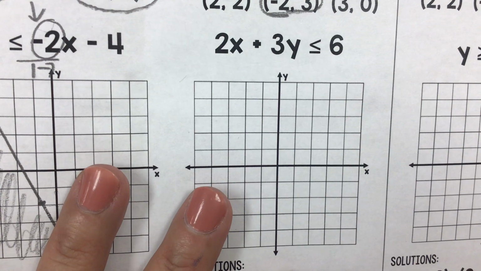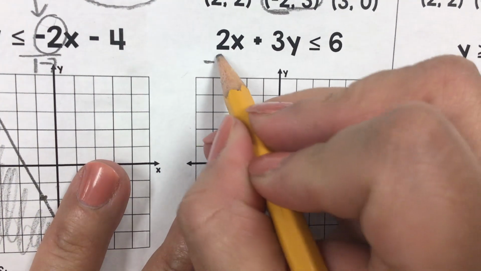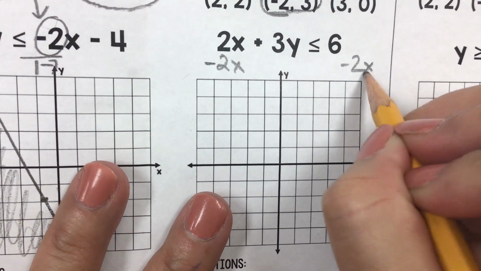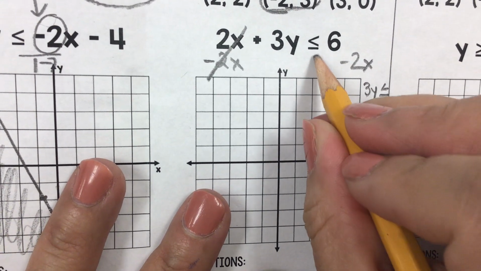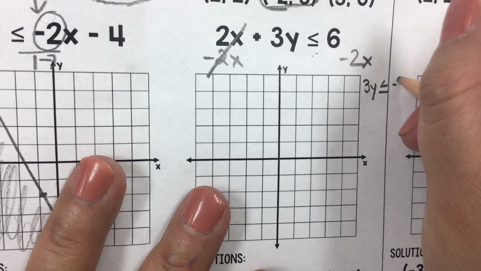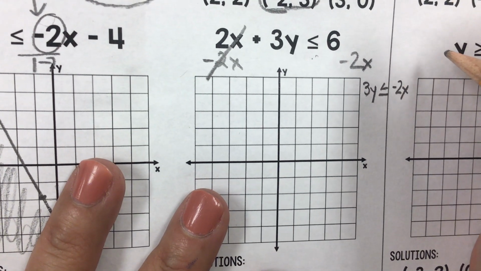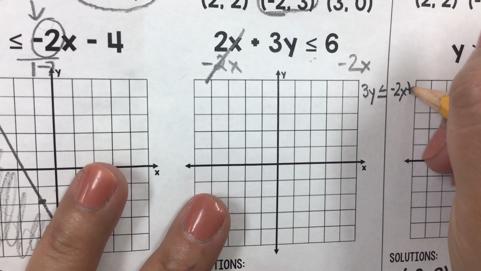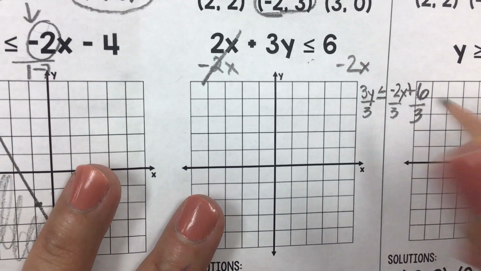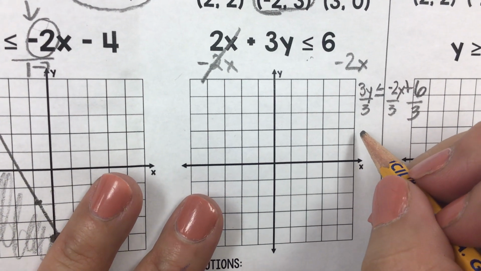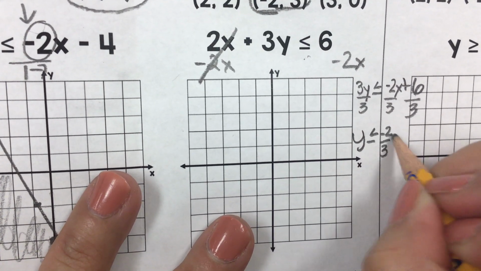Now let's take a look at this one. This one's not ready to graph, so we have to solve for y first. To solve for y, we had to subtract the 2x. That gives me 3y is less than or equal to, so we keep the inequality the same. I'm going to write the -2x first to keep it in the slope-intercept form, and then plus 6. Now I'm going to divide by 3 to everything. It doesn't change the inequality because it's dividing by a positive. Y is less than or equal to -2/3 x plus 2.